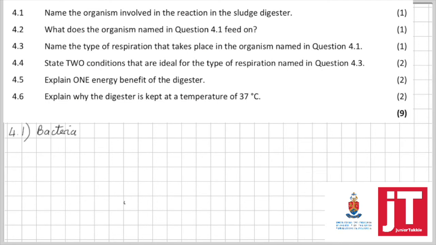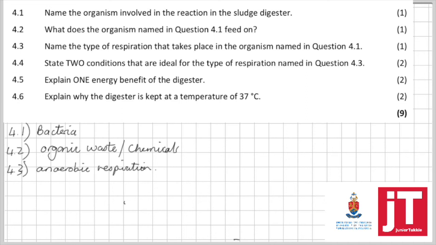Okay, for question 4.1, name the organism. There we've got bacteria. 4.2, it's the organic waste or the organic chemicals. 4.3, name the type of respiration. Anaerobic, brilliant. 4.4, state 2 conditions that are ideal for the type of respiration. Now remember, we said that it's anaerobic, so no O2, no oxygen, and the fact that it is warm enough.